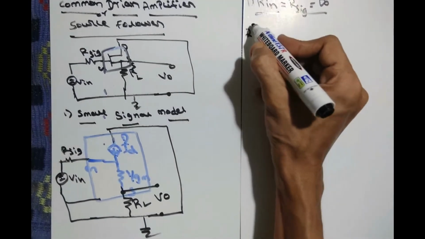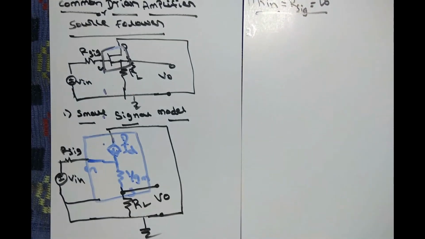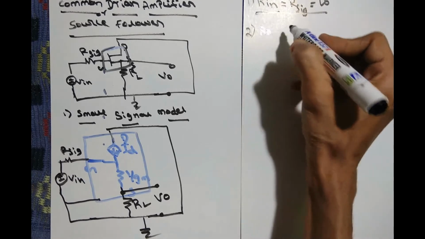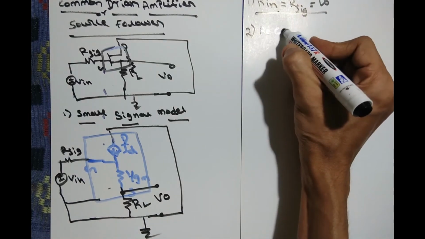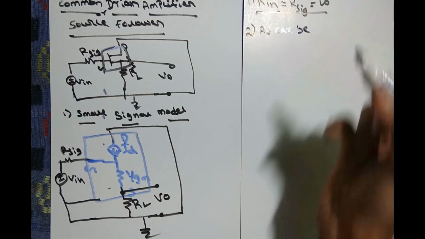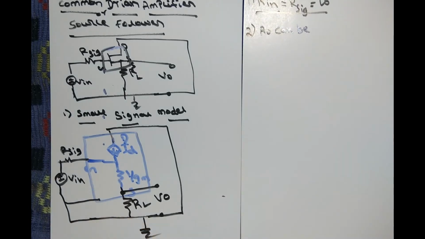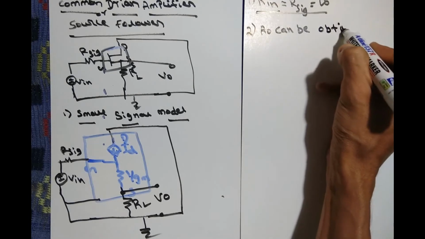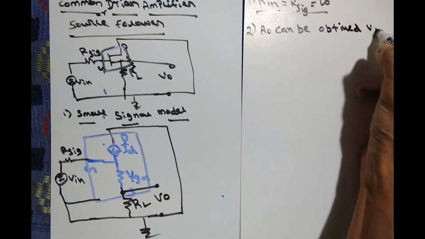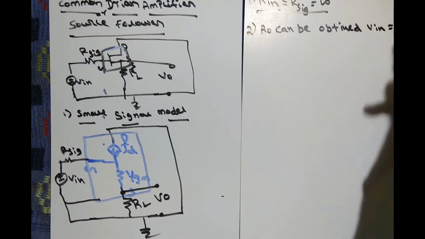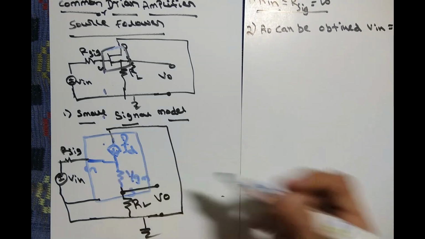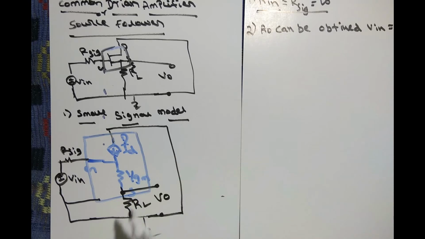Now we move on to the next step, R0. It is very important to know how to find R0. R0 can be obtained by making Vin equal to 0, that is, making the input side 0. So the previous parts are not shown, because R0 can be found easily from the remaining portions. Here R0 has 1 by gm and RL, both.